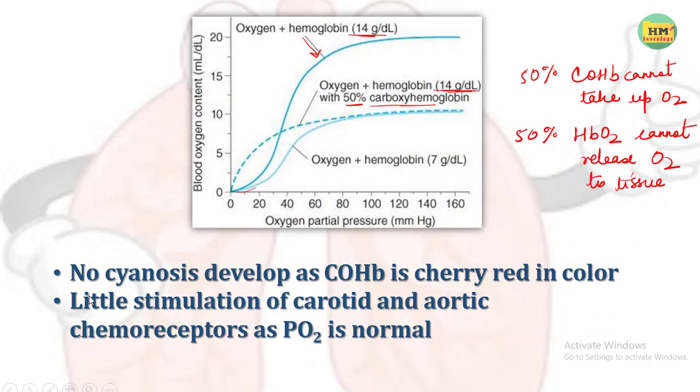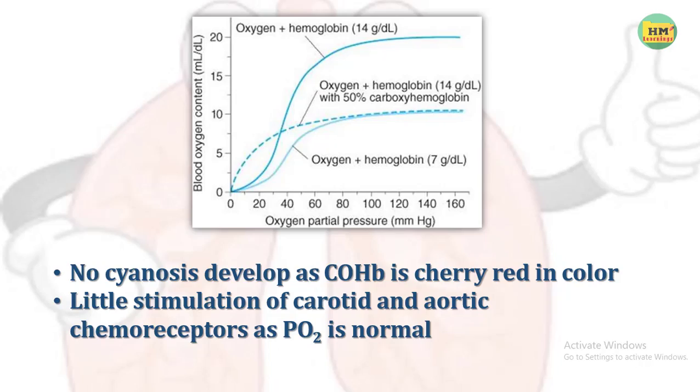Okay, so I hope this point is clear to you, how carbon monoxide poisoning leads to anemic hypoxia. Then no cyanosis can develop, as there is carboxyhemoglobin, and carboxyhemoglobin is cherry red in color, so no bluish discoloration can be seen in the skin and in the mucous membrane. There will be no or little stimulation of the carotid and the aortic chemoreceptors because PO2 is normal.